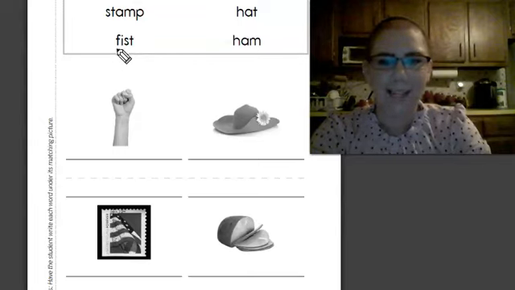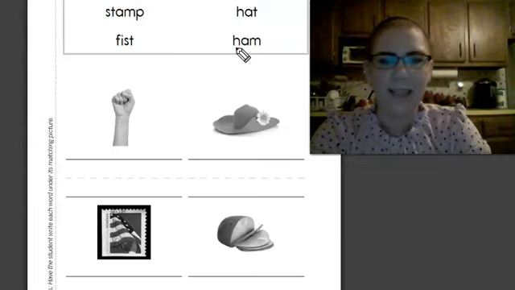Ready? Say the sounds with me. F, i, st, fist. Find the picture of the fist and write the word underneath.